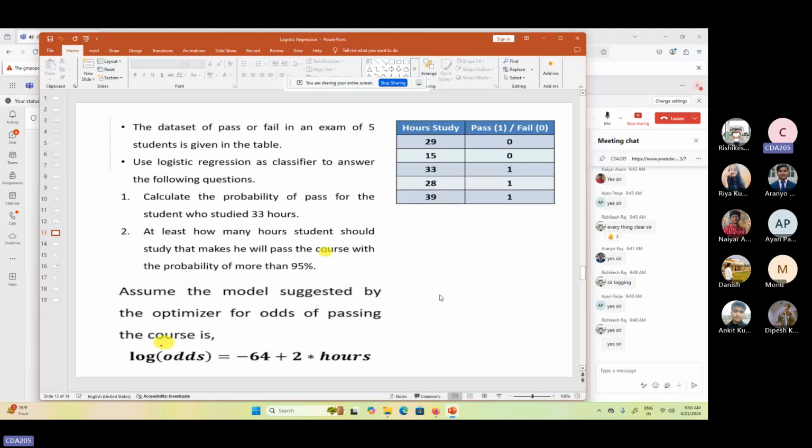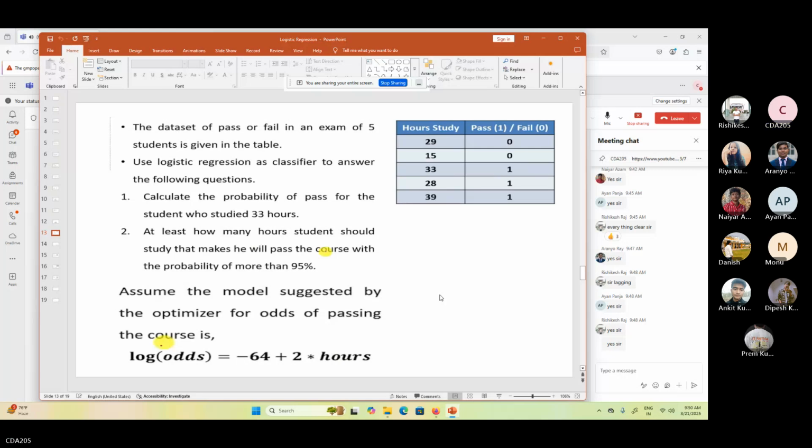Assume the model suggested by the optimizer for the odds of passing the course is log odds equal to minus 64 plus 2 into hours. So calculate the probability of the pass for the student who will study 33 hours.